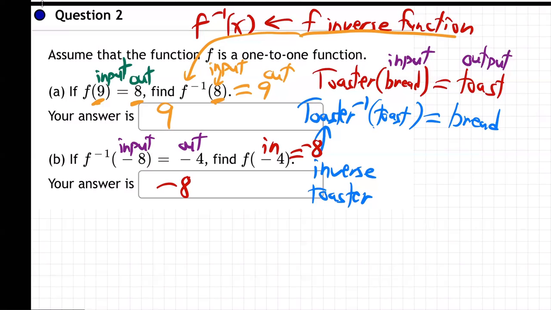It's just making sure you understand that an inverse function just reverses the inputs and outputs of a normal function. Like an inverse toaster, if there was such a weird thing, would just reverse it. Put in toast, it turns it back into bread, which nobody wants. So you get the idea. That's what an inverse function does. It switches inputs and outputs. So there's nothing to do. Just switch them and write down the answer. There we go.